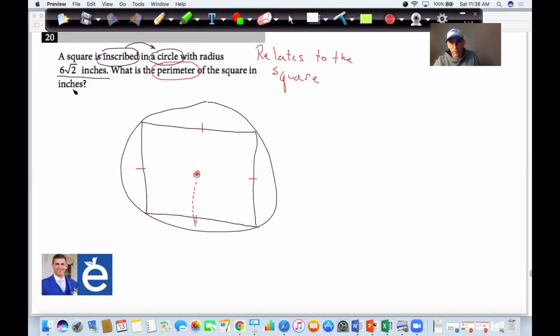So what is the perimeter of the square in inches? This is in inches, this is in inches. Don't have to worry about the unit anymore because it's set. I want to quickly identify that most likely the way that these relate is based upon the diagonal.